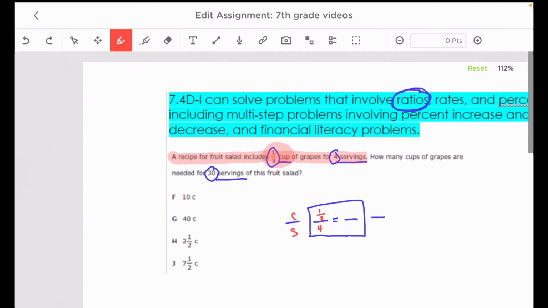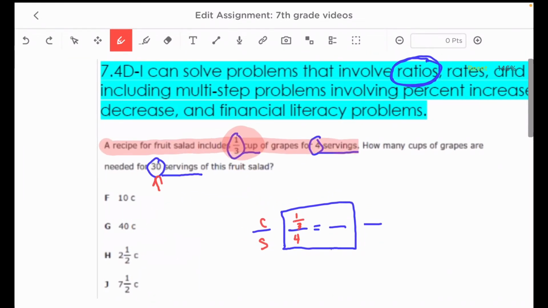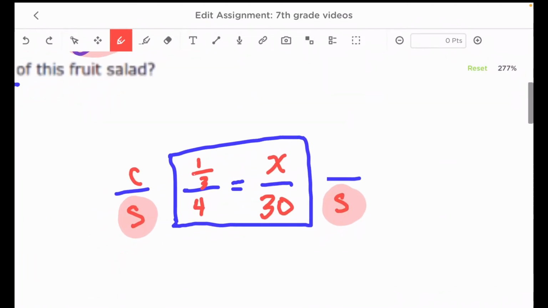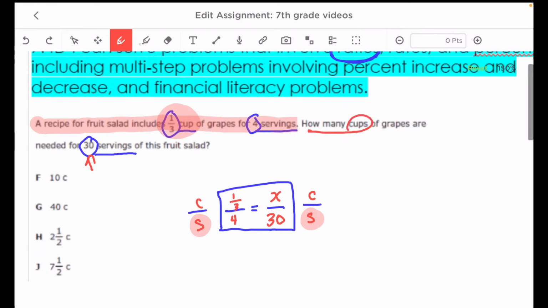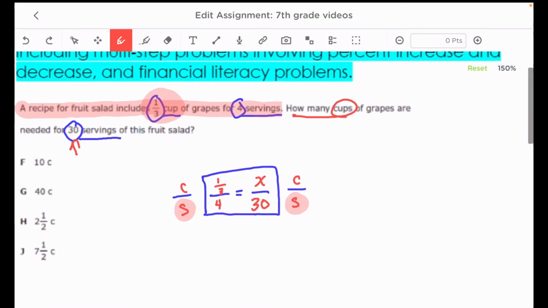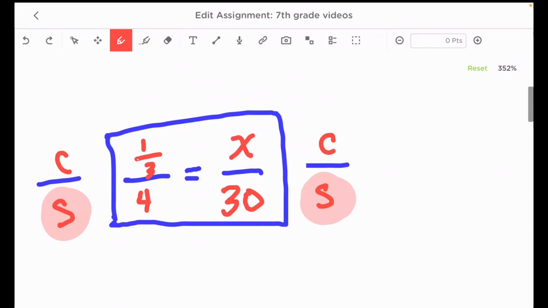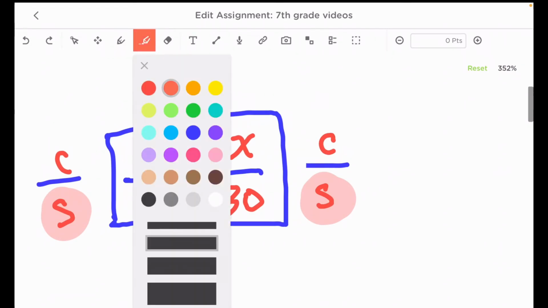Now, they also gave me this number over here, and that's servings. So I'm going to put that down here. Remember, if servings is the denominator on the left side, it has to be the denominator on the right side. And the number that I'm actually looking for, I'm going to use an X, and that's going to be cups. Right here, they also told me to find cups. So now all that's left to do is my cross product.